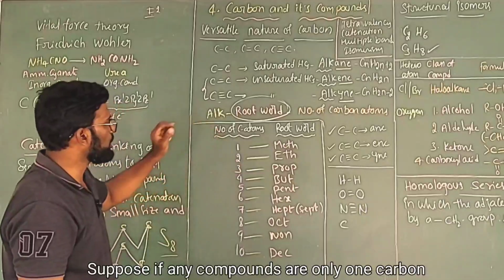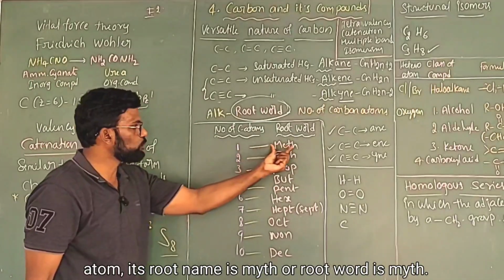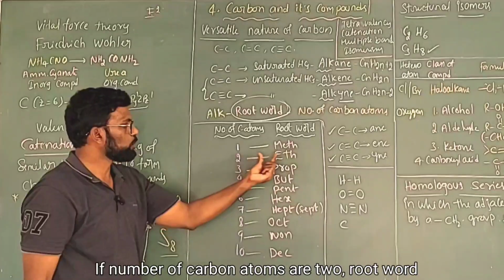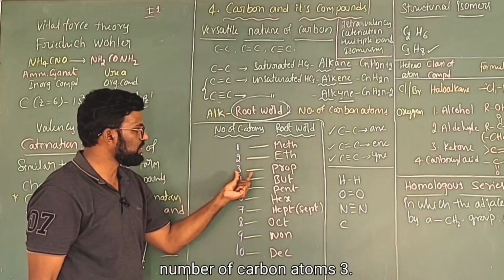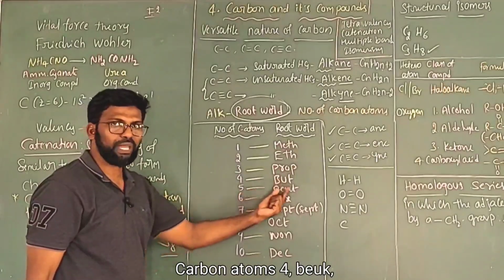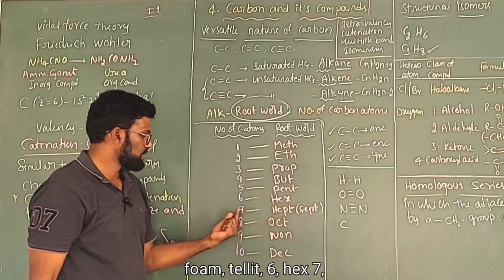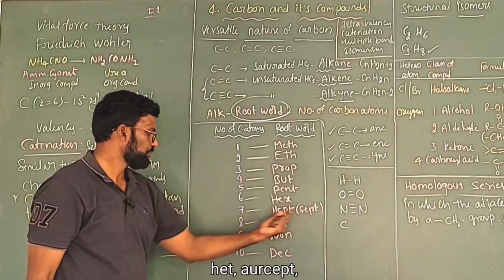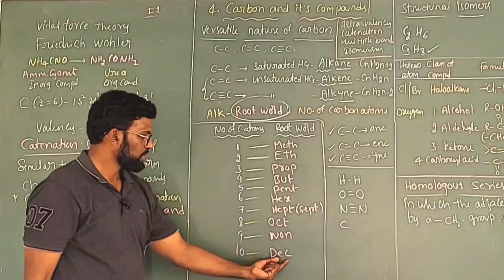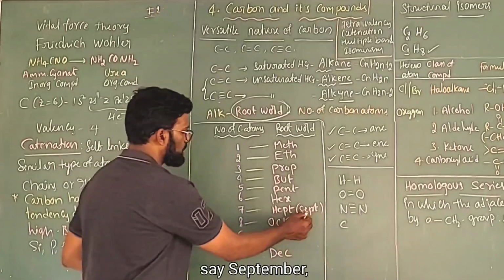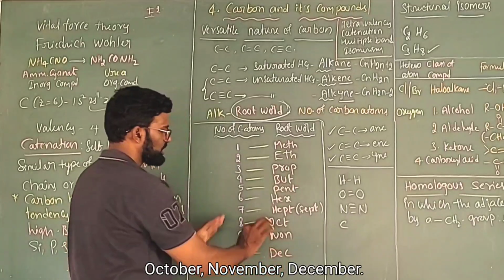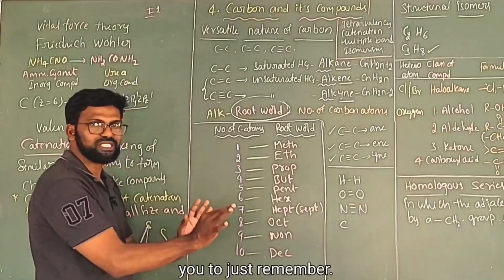or root words. Suppose if any compound is having only one carbon atom, its root word is meth. If number of carbon atoms are 2, root word is eth. Number of carbon atoms 3, root word is prop. Carbon atoms 4, but. 5, pent. 6, hex. 7, hept or sept. 8, oct. 9, non. 10, dec. So from 7, 8, 9, 10, you can say sept, oct, non, dec, just like September, October, November, December. It's not exactly like that, I am just telling you to remember.